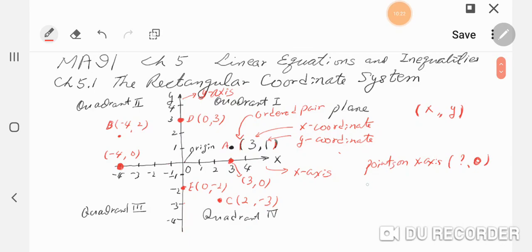Okay, points on the y-axis. We don't know what the y value is because it depends on the point. So we don't know the y value, but the x value is always 0. Right? The x value is always 0. Okay, so make a note on this one.